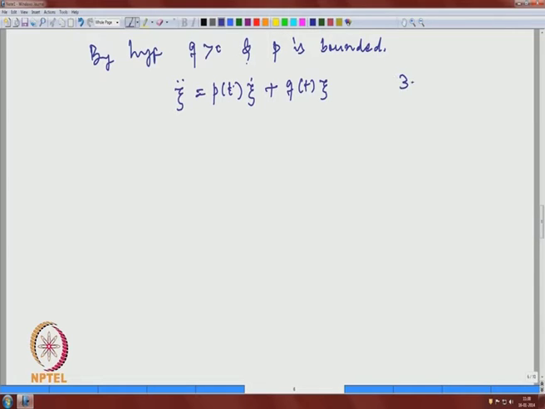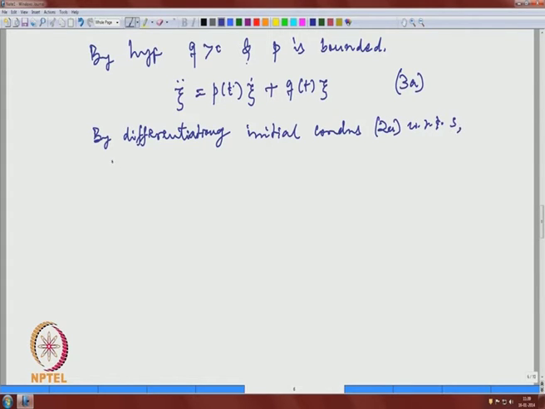So, this let me call it 3A, and similarly if you now differentiate the initial conditions at A with respect to S, everything with respect to S, we obtain A0 J of A minus A1 J dot of A. This is 0 because this is alpha there.